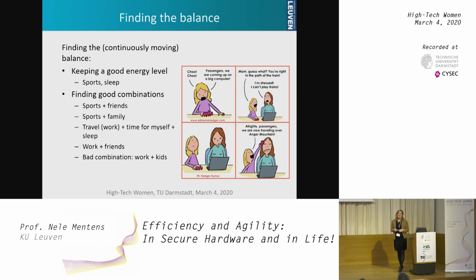Keeping a good energy level is important, I think. So sports and sleep are important. And also to be efficient, good combinations are important. Like, I like to combine sports with friends, combine sports with family. When I travel for work, I see this as time for myself, which I enjoy also. So I'm not bothered by missing the kids or something. I just try to enjoy. I try to sleep well when I'm traveling also. Luckily, work and friends can also be combined, and there are many examples here today, so it's nice to have trusted relationships also in work. And a bad combination is work and kids, so it should be separated because it doesn't work.